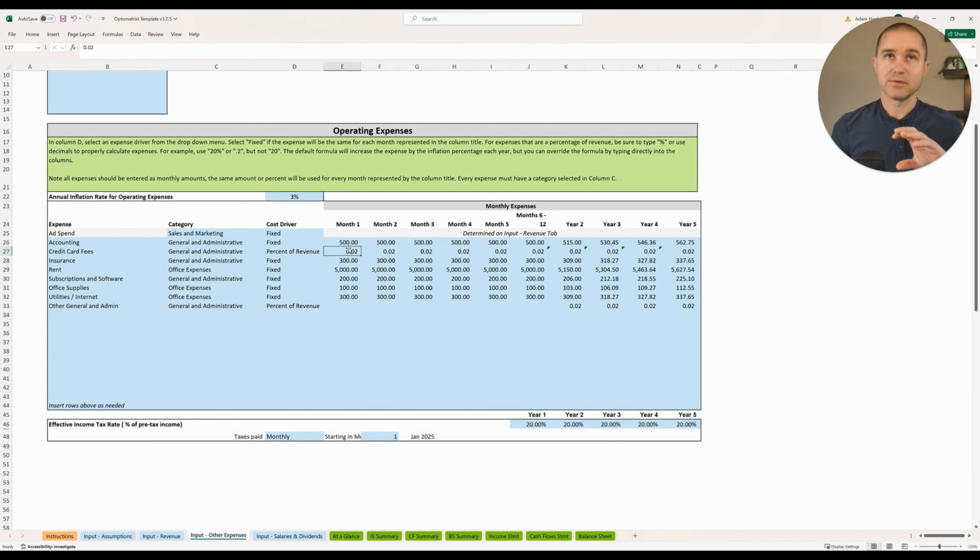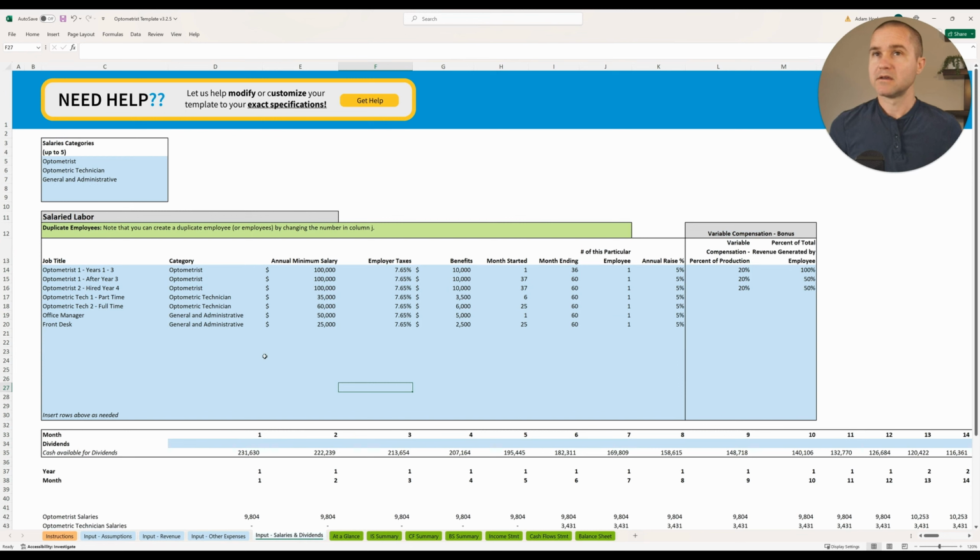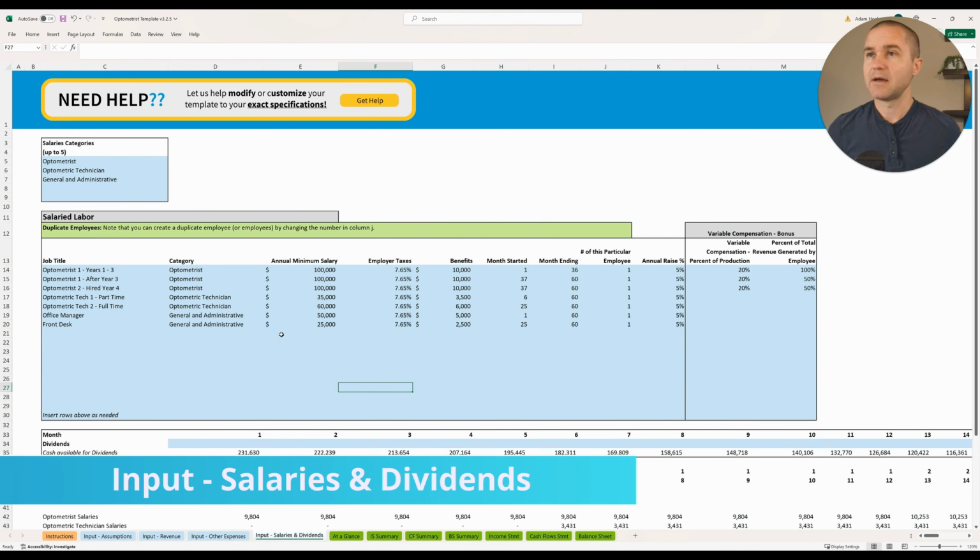Now, again, this could be different. If you're billing to insurance, you're probably not going to have that credit card processing fee. But if a good portion of your clients are paying upfront at time of service, then again, this is where the credit card processing fee would be quite relevant for you. All right, now let's move on to our input salaries tab here.